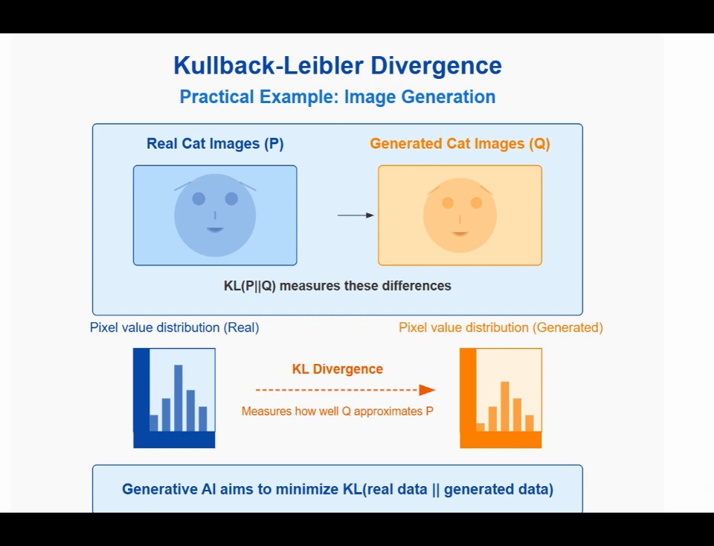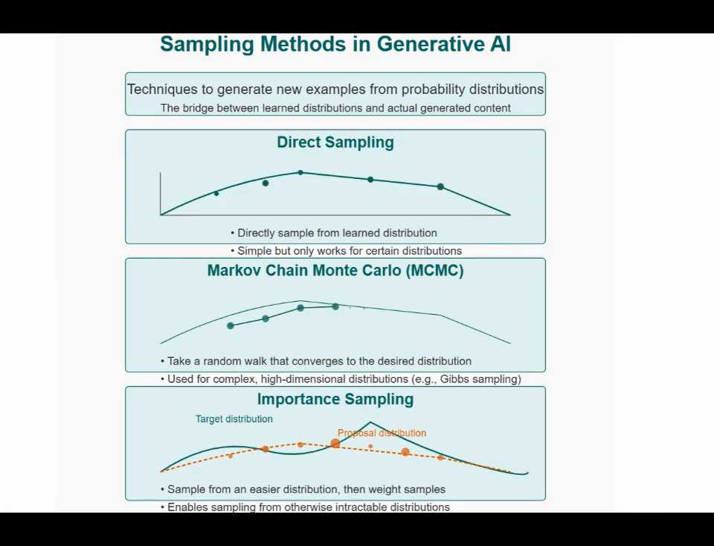When KL divergence is high, generated cats might have unrealistic features or missing details. As models improve, this divergence decreases. Generative models like VAEs explicitly minimize KL divergence during training, while diffusion models and GANs implicitly reduce it through their specialized loss functions. Direct sampling, the simplest approach, is where samples are drawn directly from the learned probability distribution. While straightforward, it only works well for certain distribution types.